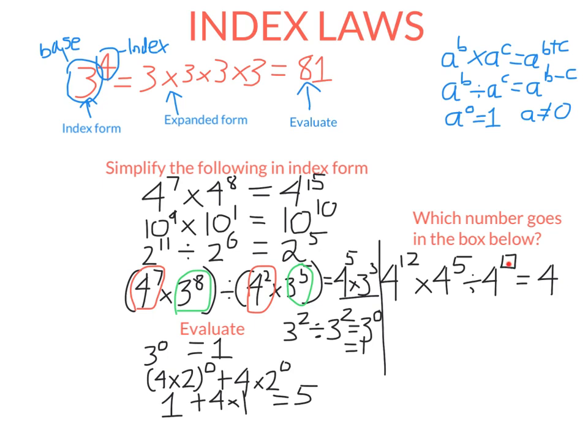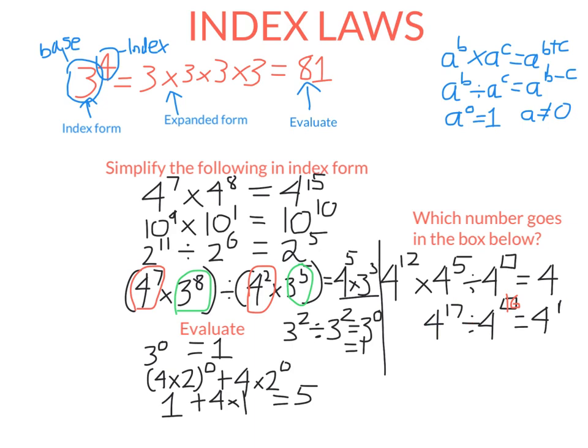So which number would go in the box in this expression here? So we know 4 to the power of 12 times 4 to the power of 5 is 4 to the power of 17. So I can just write that a little more simply. What number do I need to put in the box? Well, I need to realize 4 is the same as 4 to the power of 1. So remember, when we divide bases, the base here being 4, we subtract the power. So I'm saying, what do I subtract from 17 to get 1? And of course, the answer to that is 16, because 17 minus 16 is equal to 1. When I divide bases, I subtract the powers.